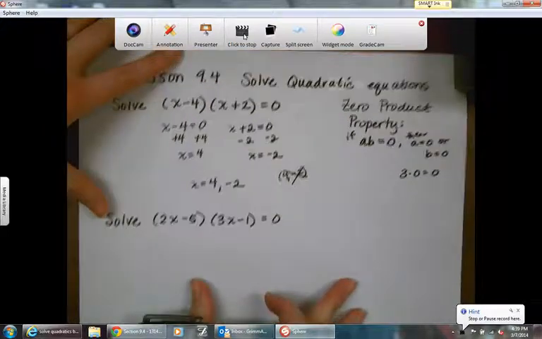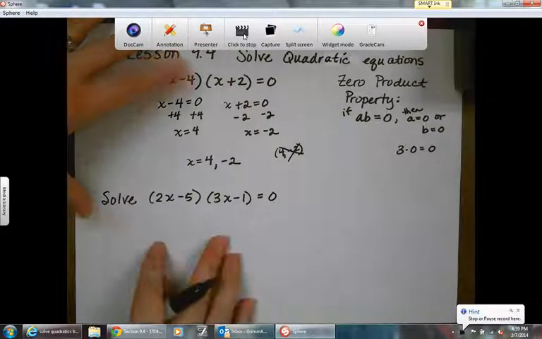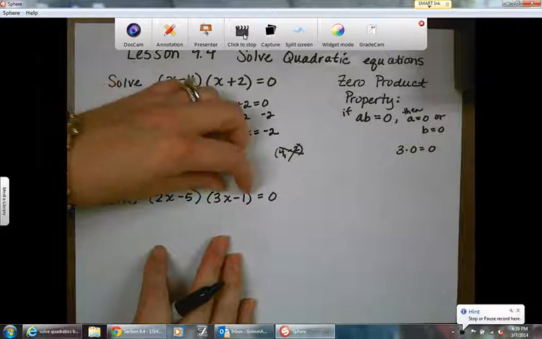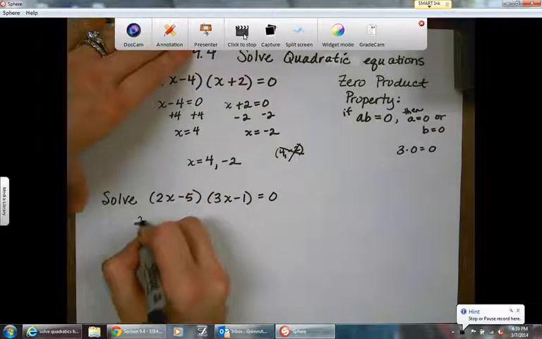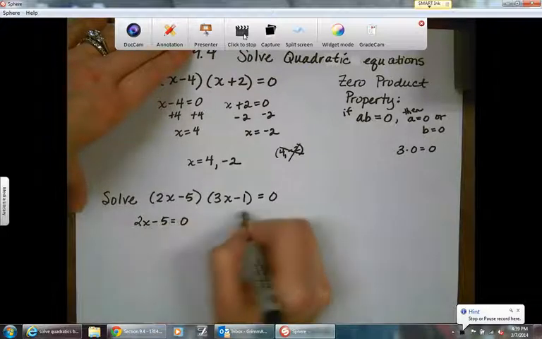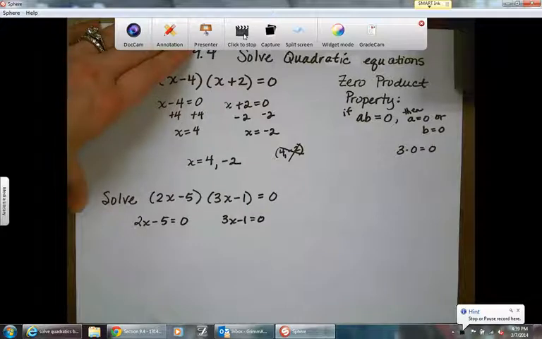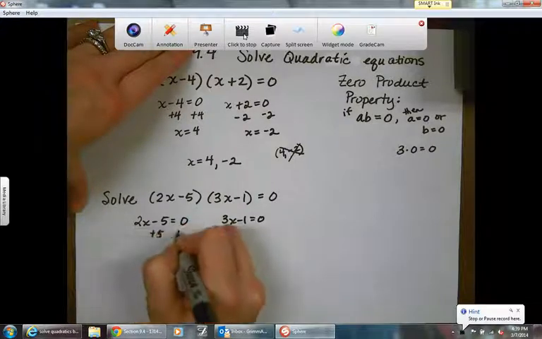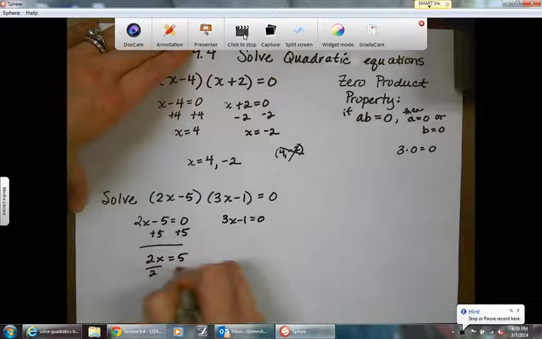All right, the second one is a little bit more complicated, but still the exact same thing. Either this quantity is 0 or this quantity is 0. So again, I'm going to set up two separate equations. Make this equal 0, and 3x minus 1 equals 0. I'm going to solve both of those equations. On the first one, I add 5 to both sides, so I get 2x equals 5. Divide both sides by 2, and x could be 5 halves.